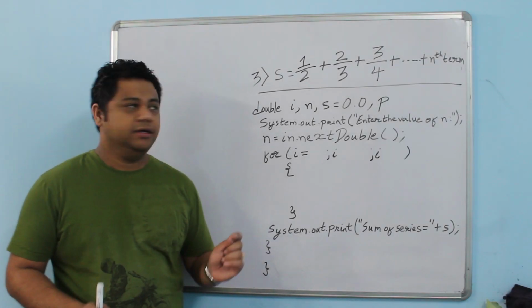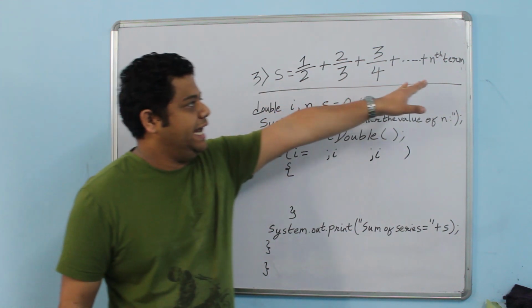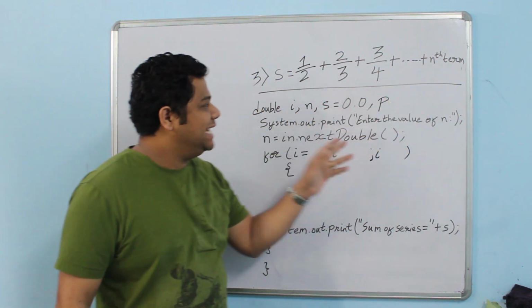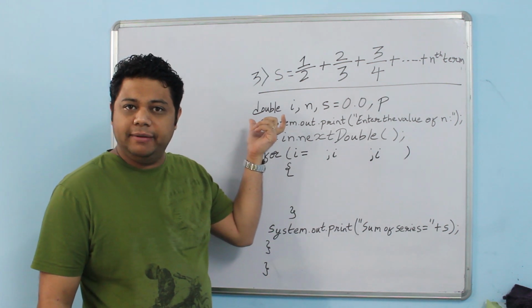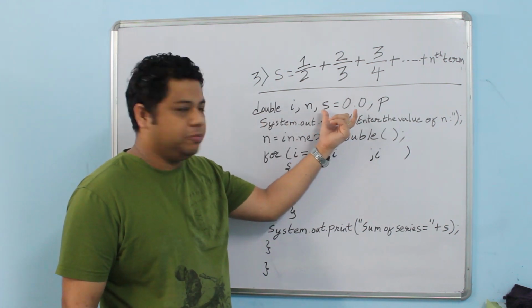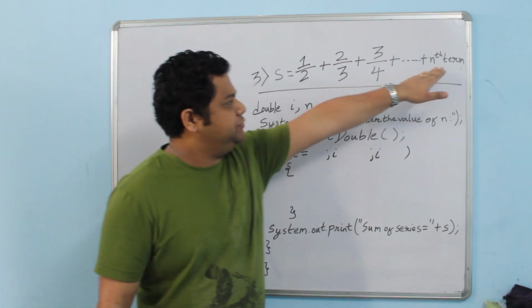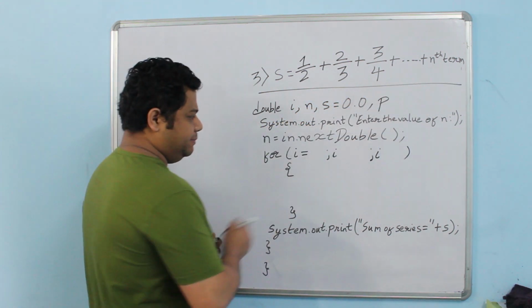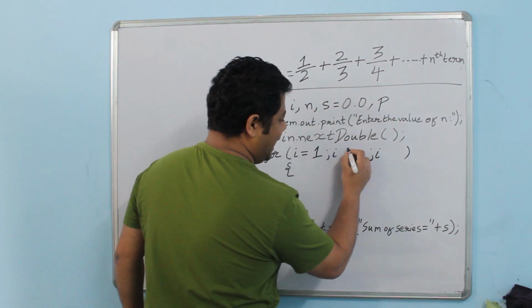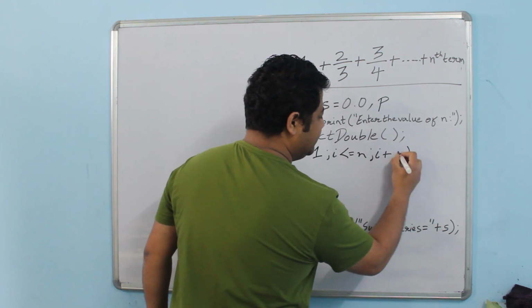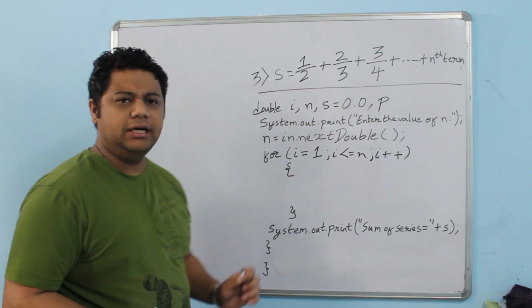The third program over here, we have got a fraction and we have got nth term. So few things like the data type over here will be double and the value of s will be 0.0. As we know it's nth term, the loop is very simple. We have to write i equals to 1, i is less than equals to n, i plus plus. So this is how we set the loop.